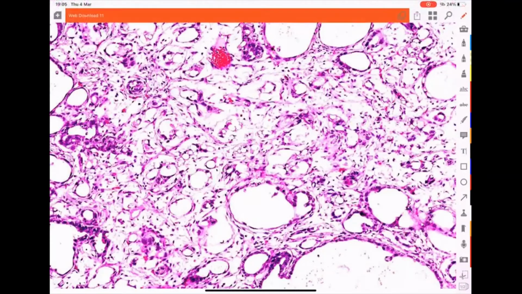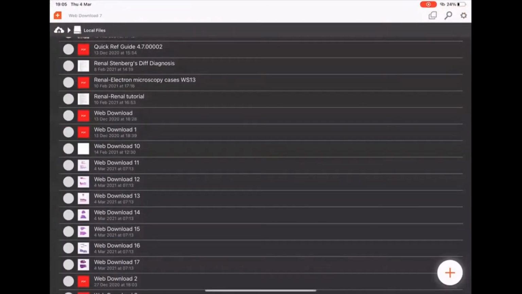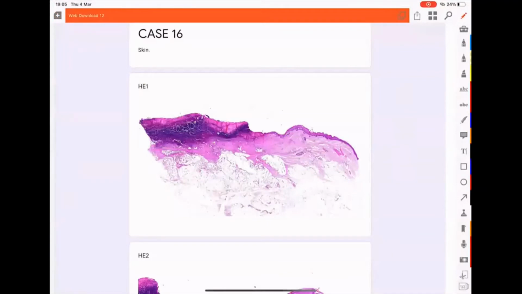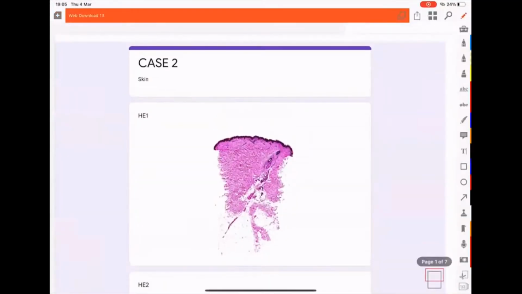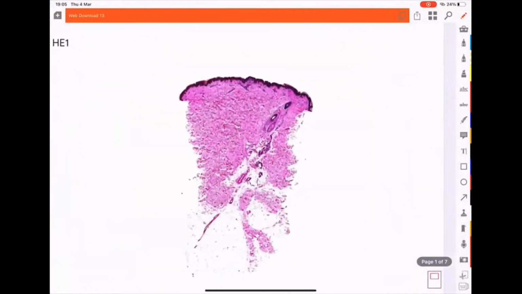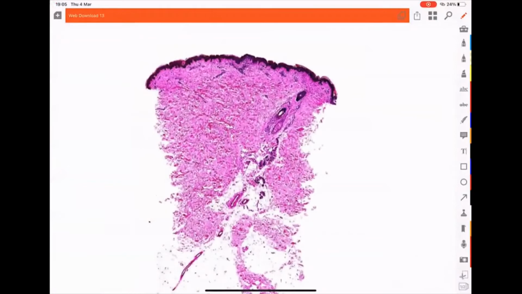So we will move now to the second case. So this was the easiest case of the day, right? So this was the easy case of the day. I will skip this and I'll show you that one. This is a punch from a patch in the back of a middle-aged woman, right?